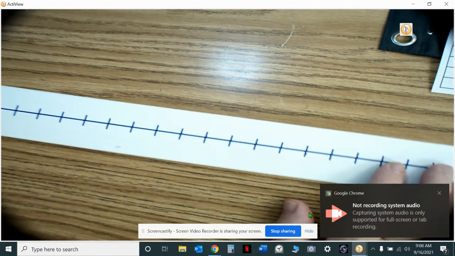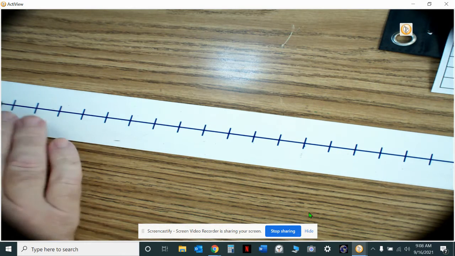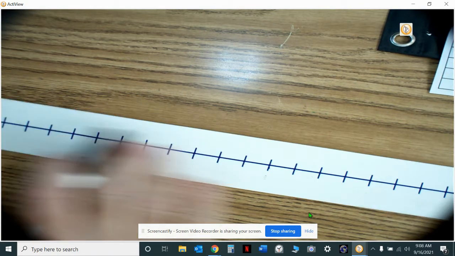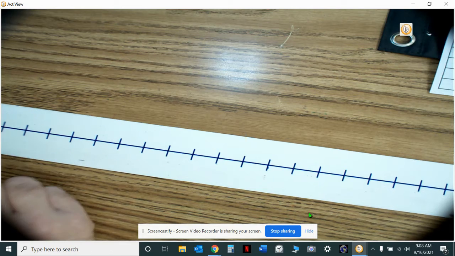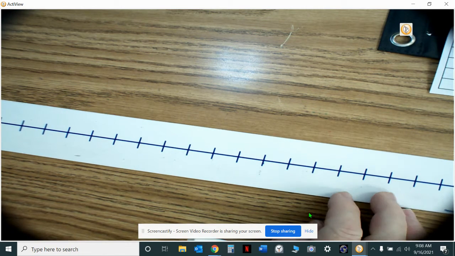Hey guys, it's Mr. Flynn getting to the basics here of opposites. When we're talking about opposites in integers, it's a very easy concept, but it is something that's new to you. So let's go ahead and get some practice with it.